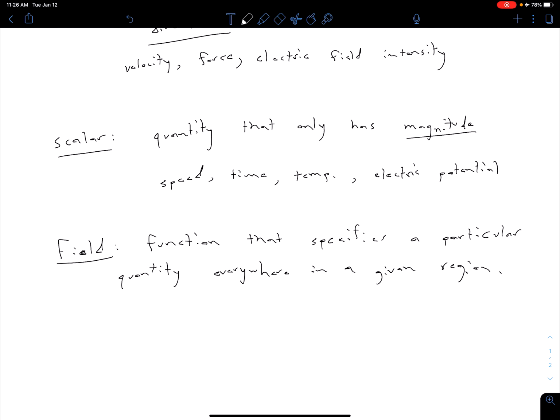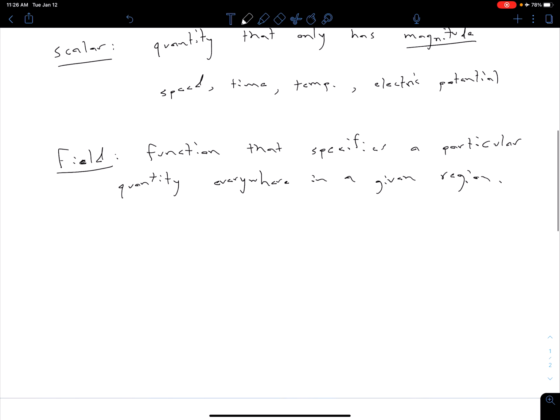As I noted earlier with the examples, we could have a field for speeds, we could have a field for electric field intensities. So we can have scalar fields or we can have vector fields. It's not necessarily that we only have vector fields or only scalar fields. We can have one or the other, and we'll see that with several examples later on.